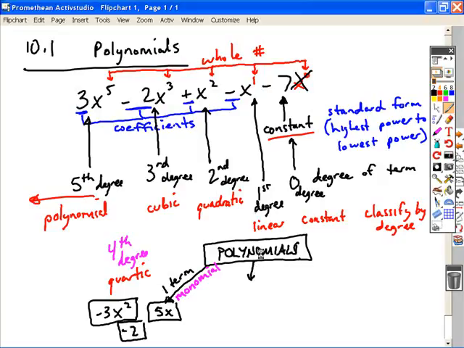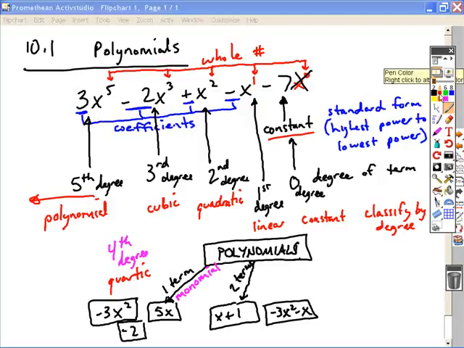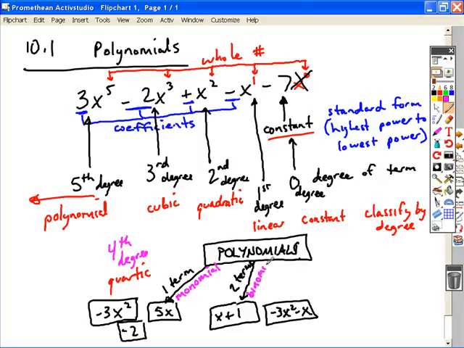If you have an expression or polynomial with 2 terms, so that would be something to the effect of x plus 1. You could have negative 3x squared minus x, and so on. 2 separate terms to it. What's a prefix that represents 2? Bi, right? Like a bicycle, biannually. So a binomial simply means a polynomial with 2 terms.